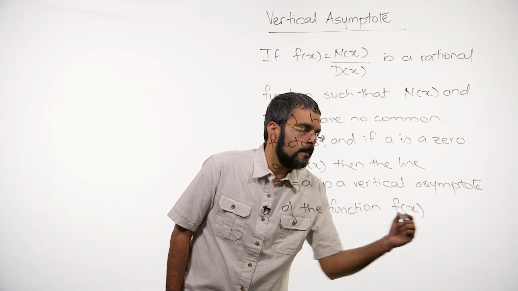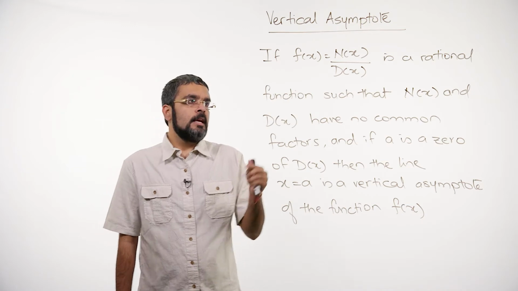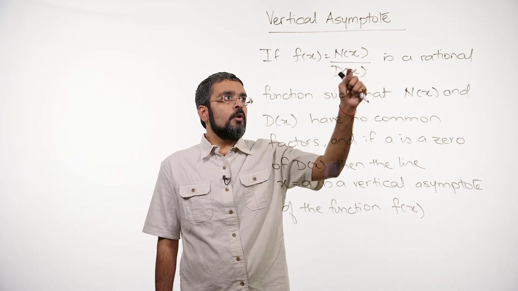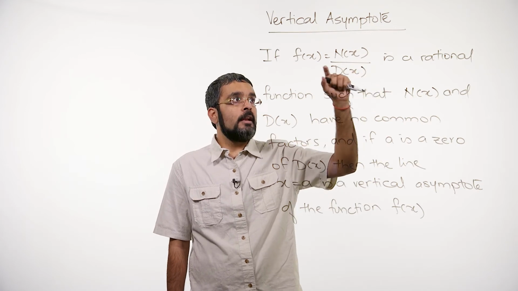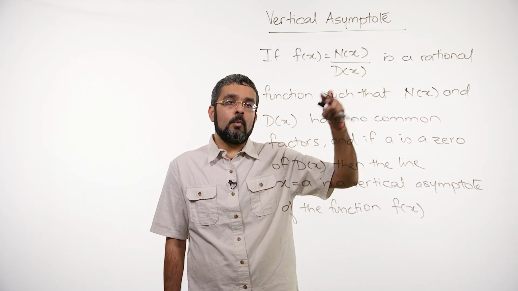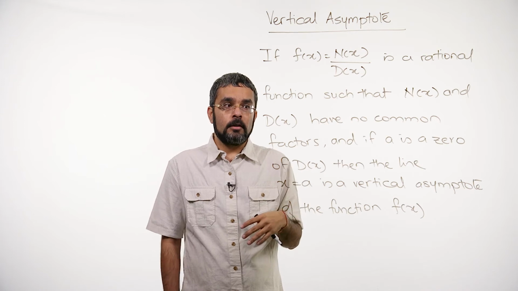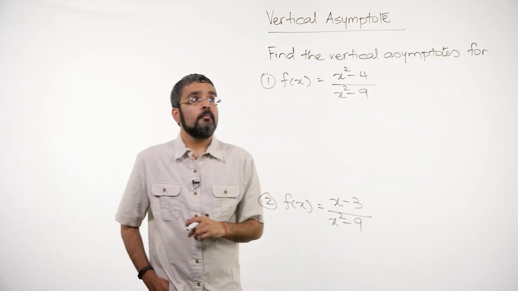f(x). Okay, so basically what we're saying is, if there are no common factors, when we factor the numerator and the denominator, if they have no common factors, then all the zeros of the denominator will be vertical asymptotes for the function. So let's take an example.